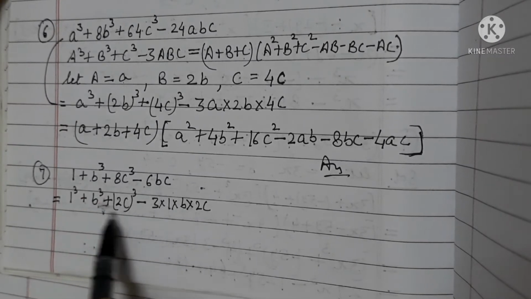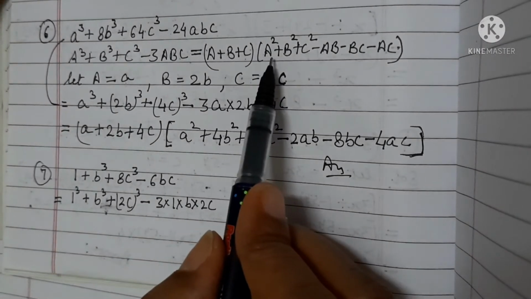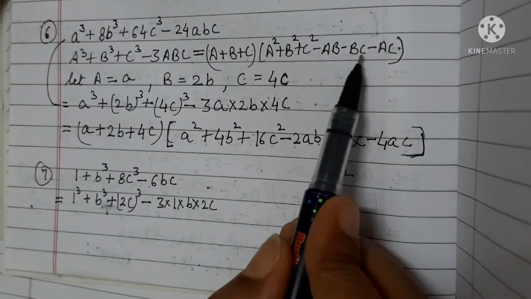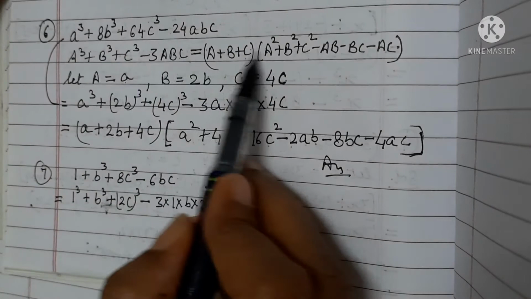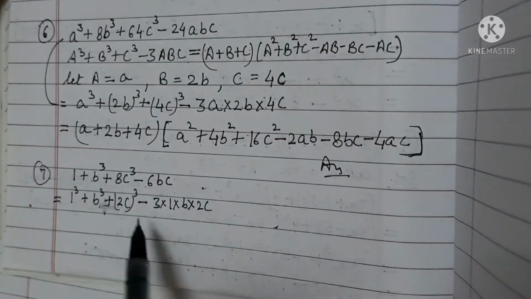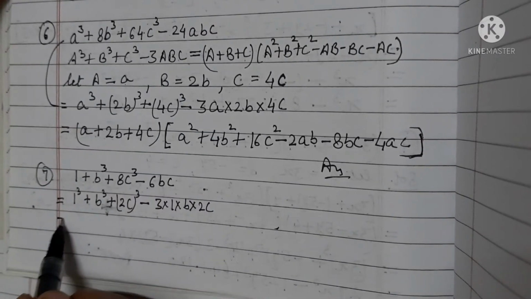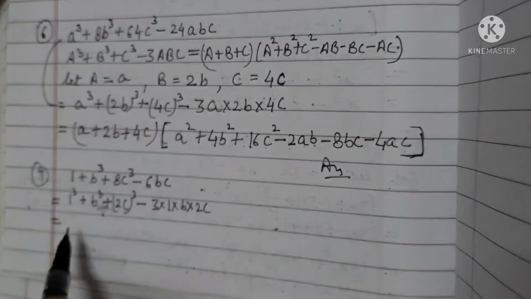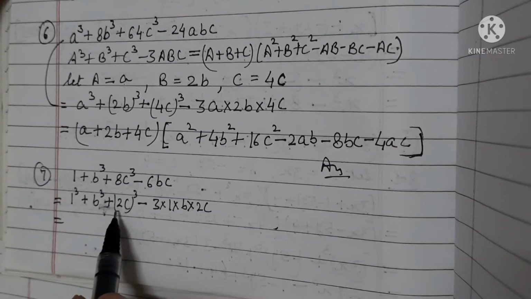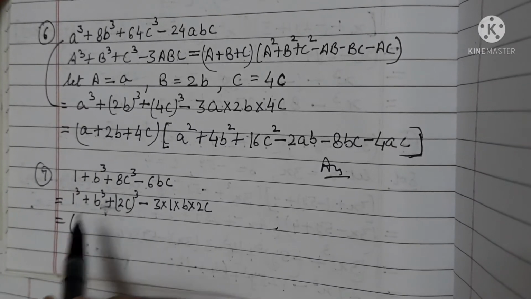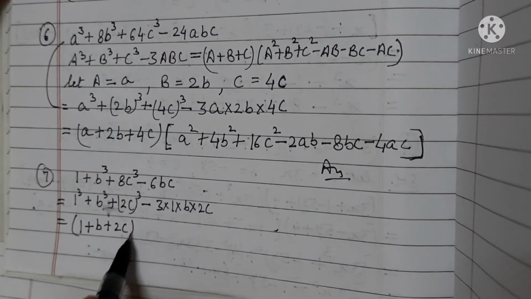So the expressions are the same, and you can break it in the form of a plus b plus c, a square plus b square plus c square minus ab minus bc minus ac. So you can write in your notebook this equation, or we can say identity. I am not writing it here, I am only factorizing it by using this identity. So you can write here, capital A is 1, capital B is small b, and capital C is 2c. So a plus b plus c is 1 plus b plus 2c.